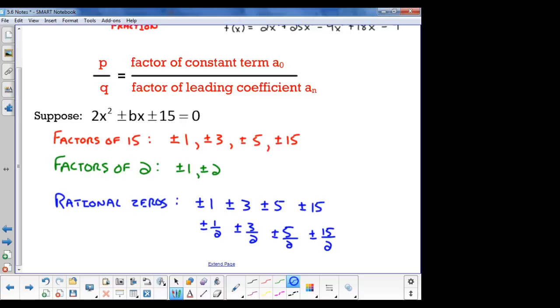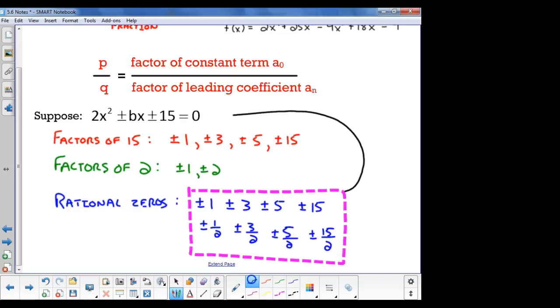So I've taken that infinite number of possible zeros and I've whittled it down to 16, which is a much nicer number to try and pick and choose from. Okay? If this function has a rational zero, it's somewhere in this list right here. If this function has a zero, it's in that list.